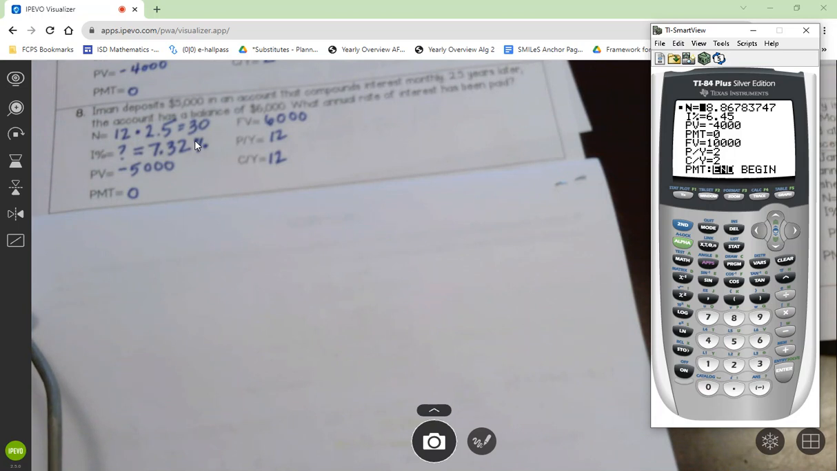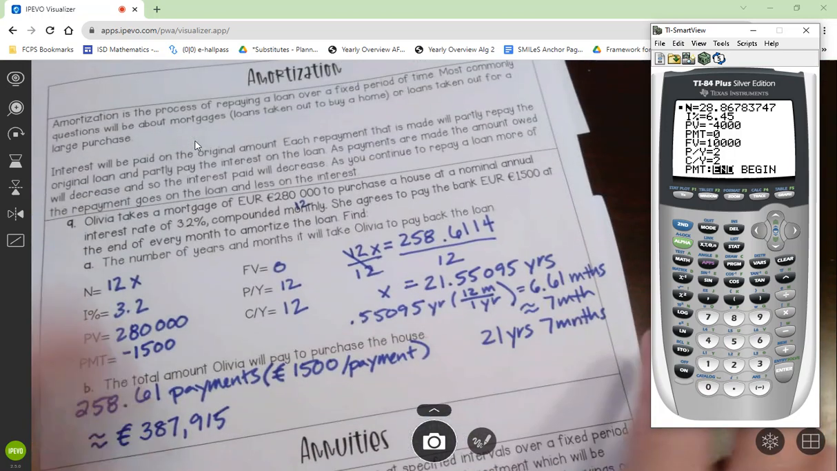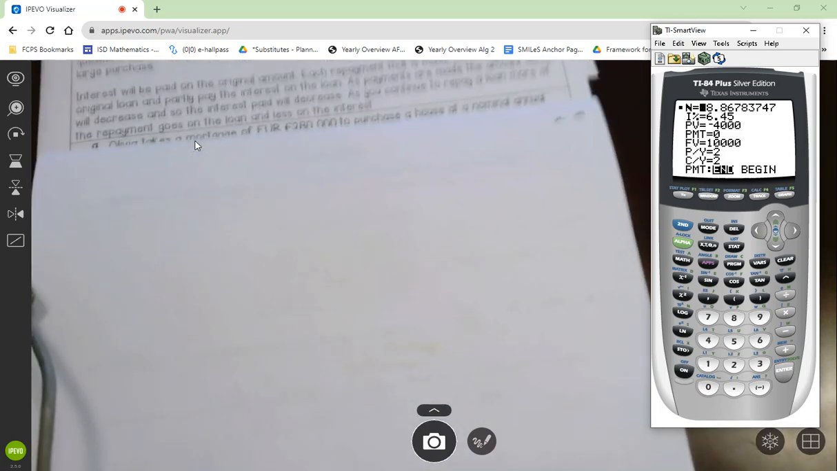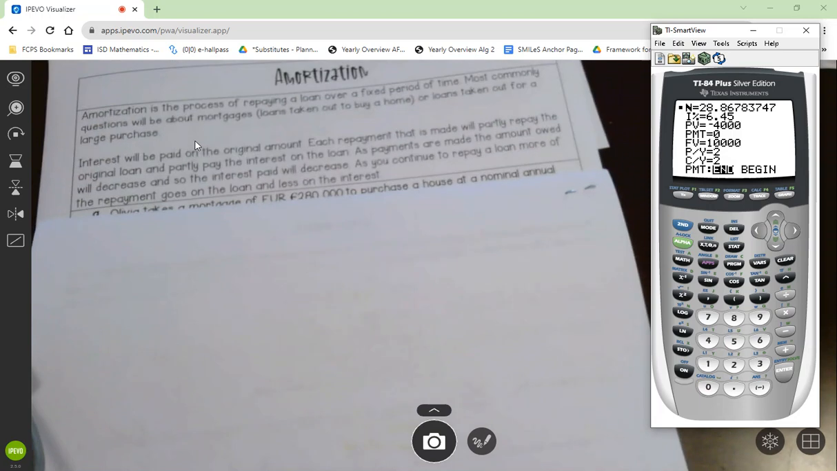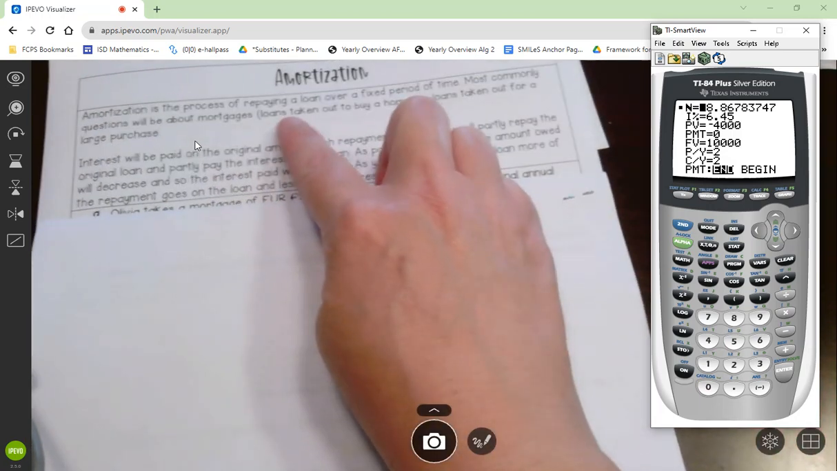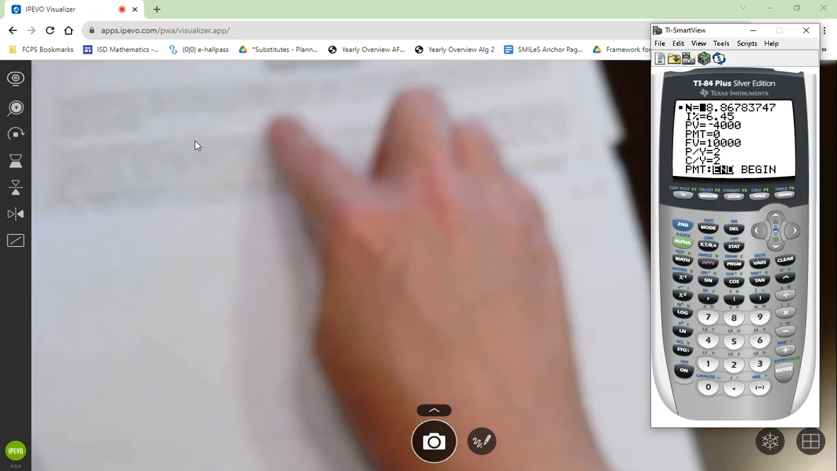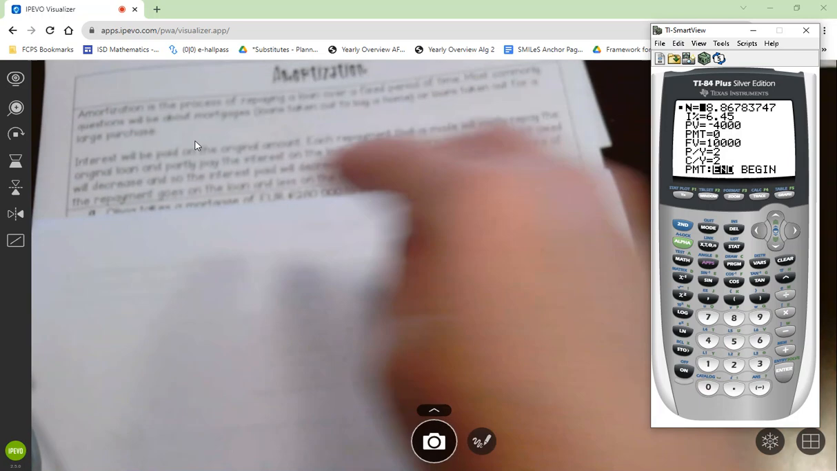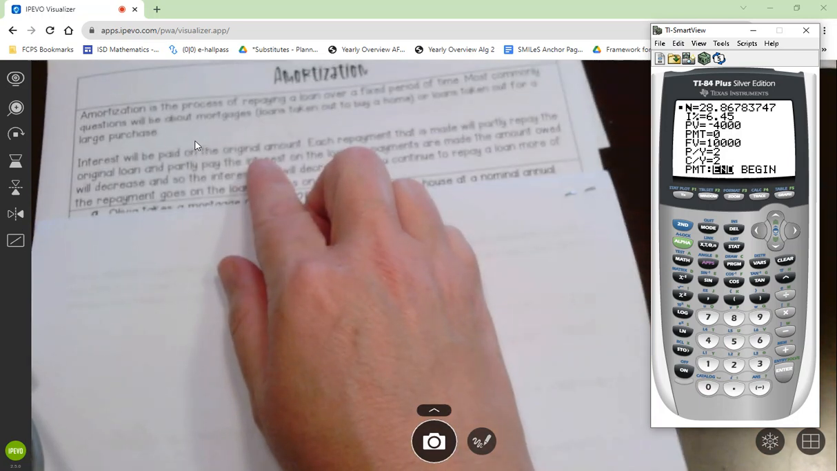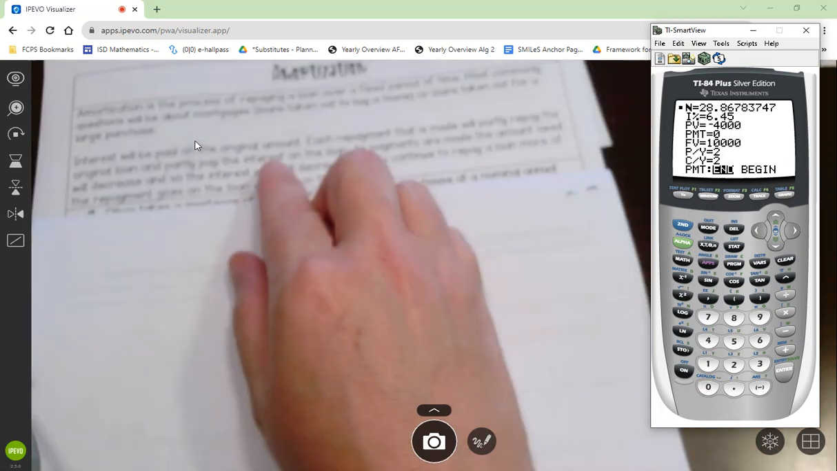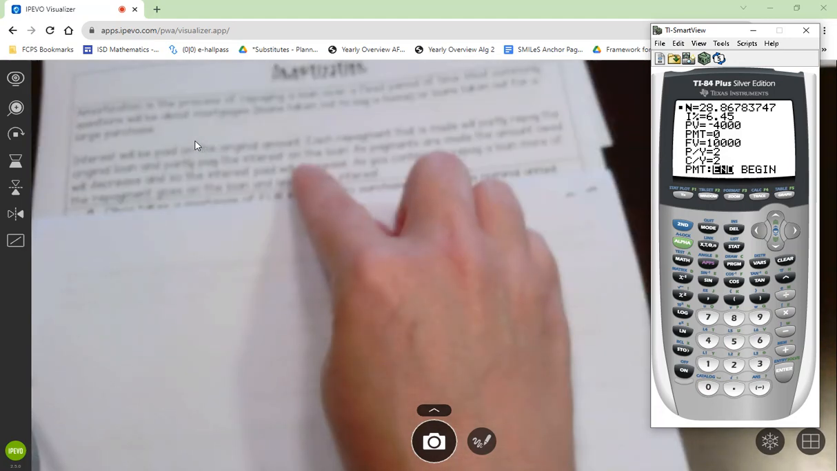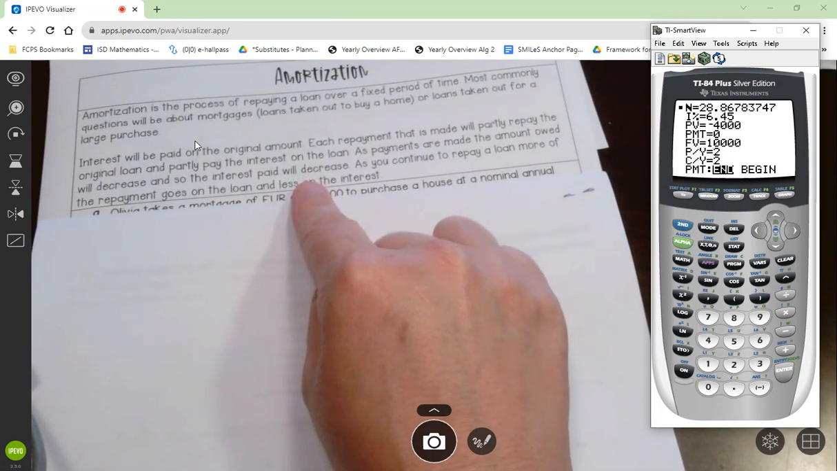So let's turn the page and talk about amortization. So this is the process of repaying a loan over a fixed period of time. Most commonly, the questions will be about mortgages or loans taken out for a large purchase like a car. Interest is paid on the original amount, and as the amount grows bigger, interest is paid on that bigger amount. Each repayment that is made will partly repay the original loan and partly repay the interest on the loan.